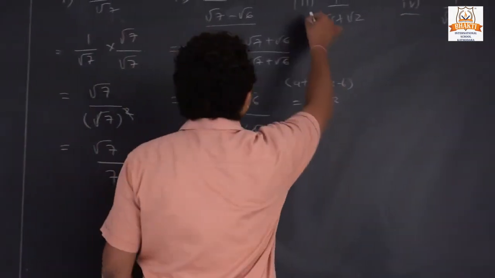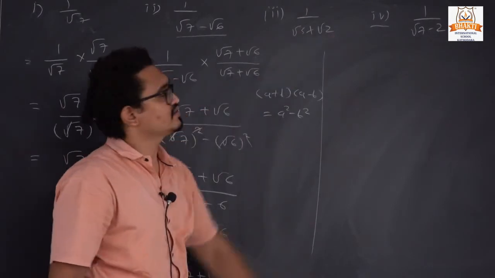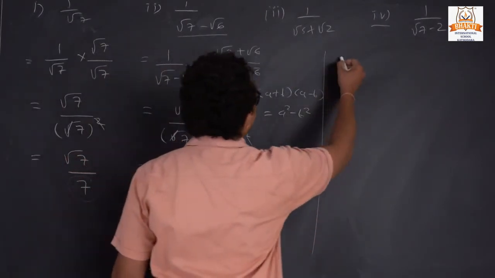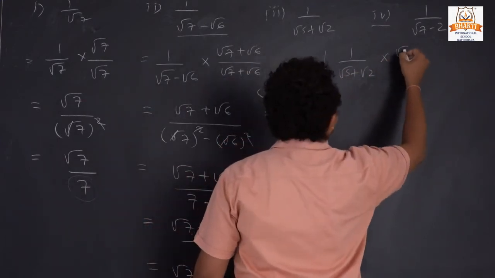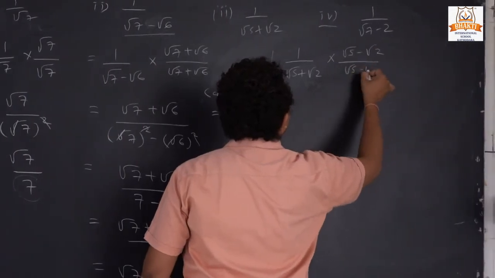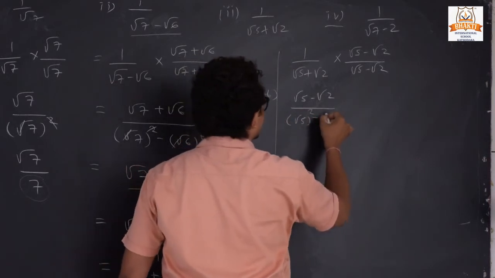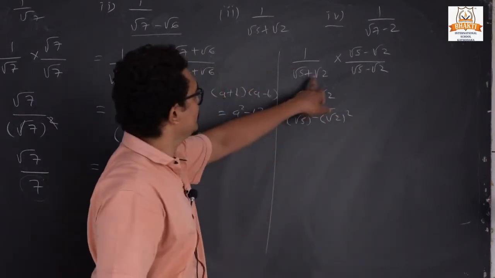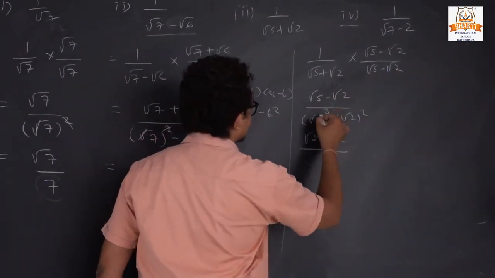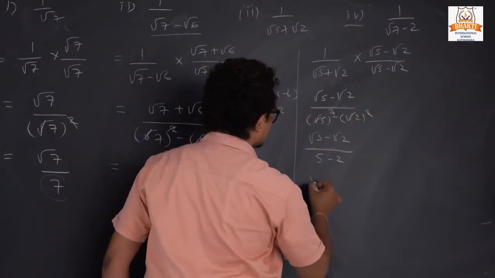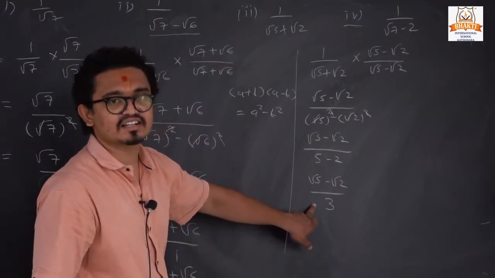Next, in the third sum, see that root 5 plus root 2. So same steps, first of all we can take the surds. So root 5 minus root 2, and here we are using the formula a plus b, a minus b. So root 5 minus root 2, square root once again cut, 5 minus 2, so it will be 3. So once again the denominator is rationalized now.